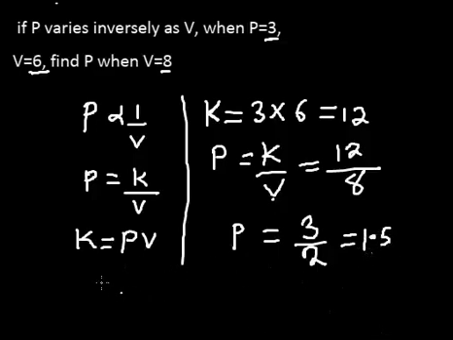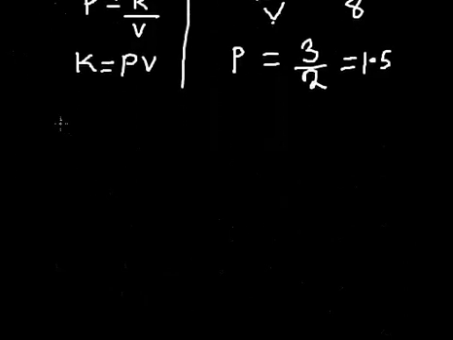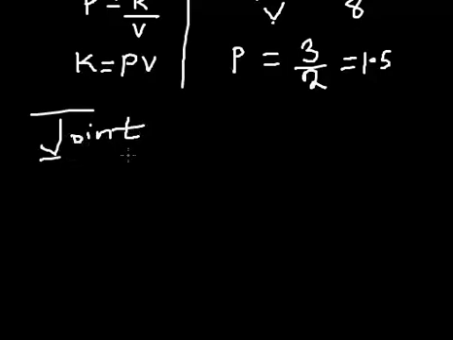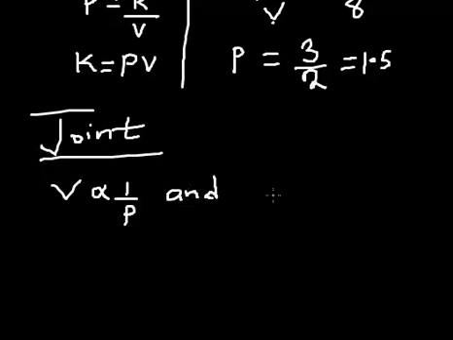Then we now go to the next type of variation, which is joint variation. The word joint is made up of a combination of two variations. When the same quantity varies with two different quantities, it is called joint variation, or it jointly varies. For example, if I say that v varies inversely as p, and at the same time v varies directly as t, this is called joint variation. So v varies with two different quantities at the same time.